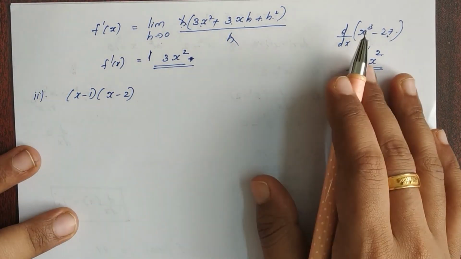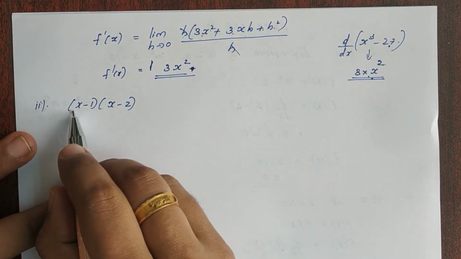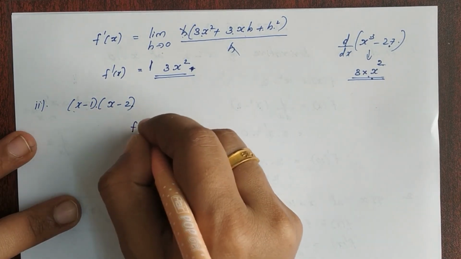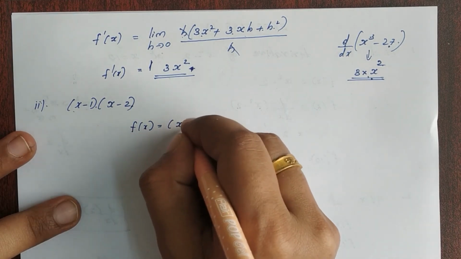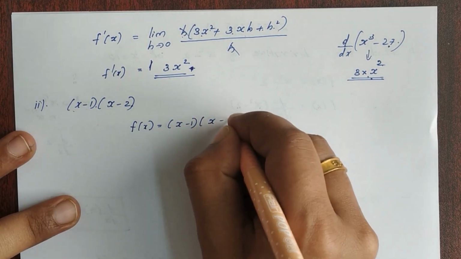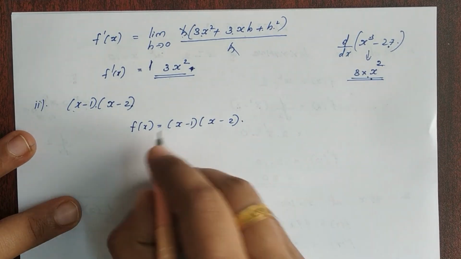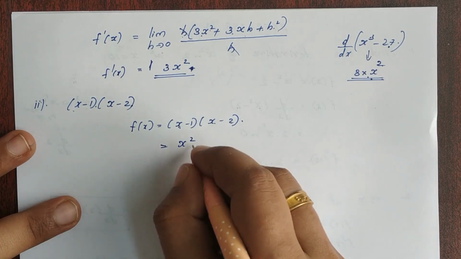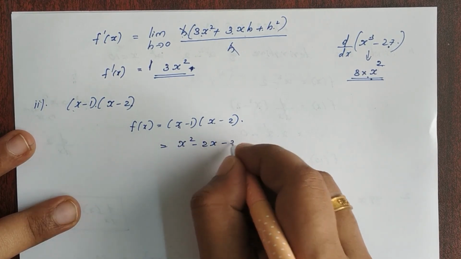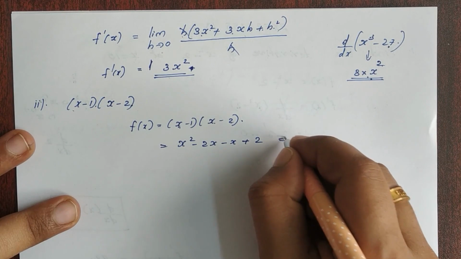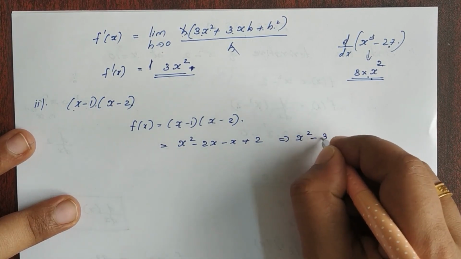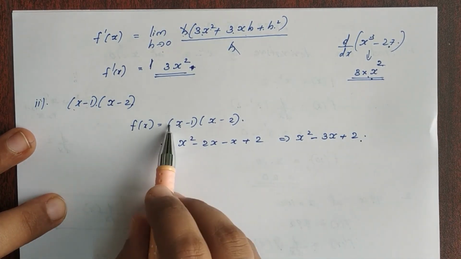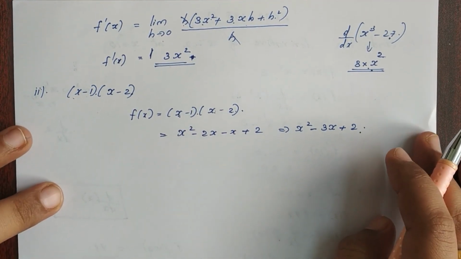Now, in this problem we have to do two things. We have x minus 1 and x minus 2, and multiply. That is, f of x is equal to (x minus 1) into (x minus 2). Multiplying: x into x is x square. Then x into minus 2 is minus 2x, minus x, plus 2. So we have x square minus 3x plus 2.